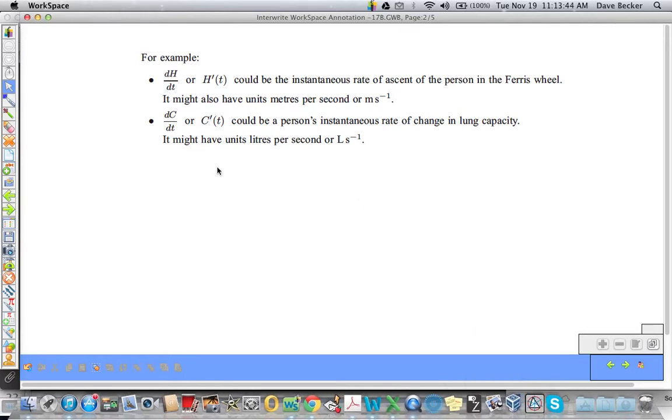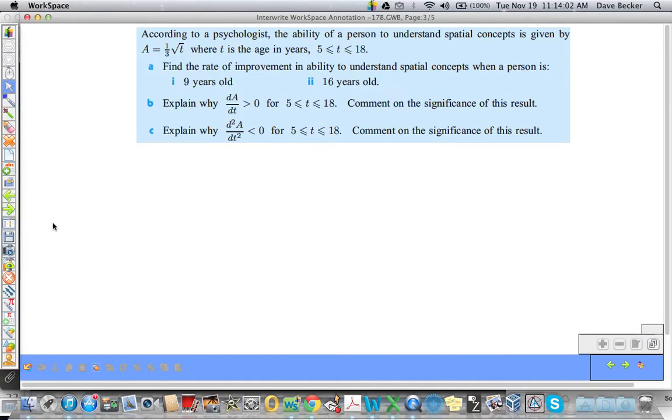Okay. dC/dt could be a person's instantaneous rate of change in lung capacity. Ooh, a medical application. Change is always happening in life, so we can predict change using calculus. Let's have a look-see, shall we?